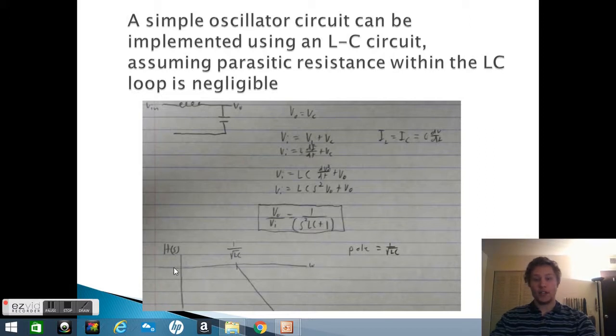So when you draw a Bode plot, it'll be 0 for a while, and then it'll just drop off once it hits this point. Now, at this point, it's going to be negative 20 dB per decade drop because there's only one pole.